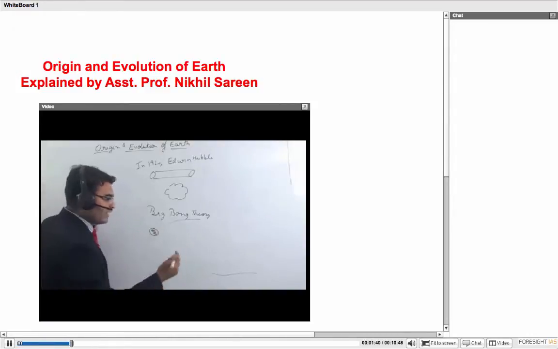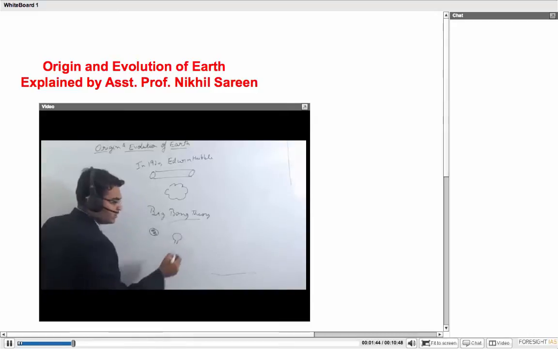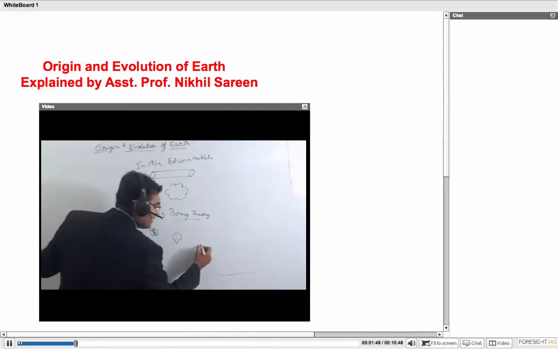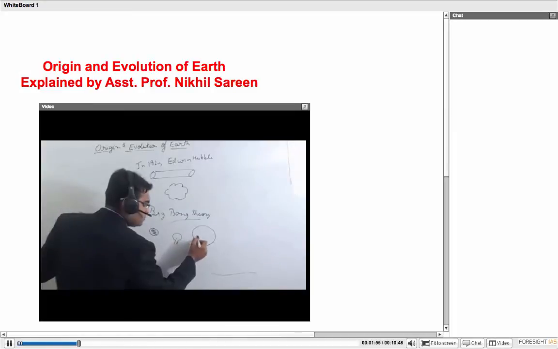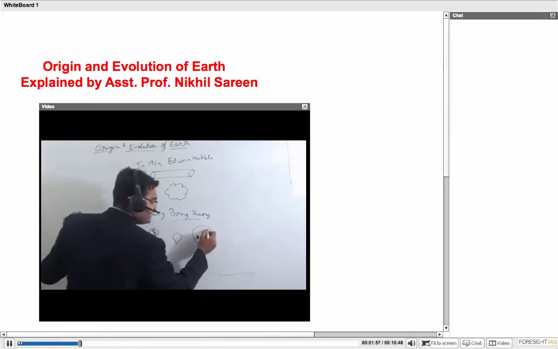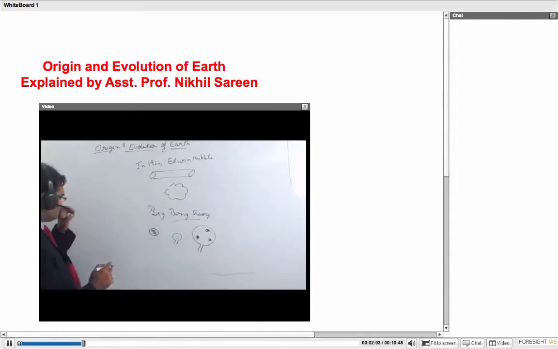Let me explain with the help of one example. We are taking a small balloon and putting a small dot on it. When we expand this balloon with the help of air, what will be the result? This dot will also expand, and the distance between them will also expand. This led to the formation of the universe.